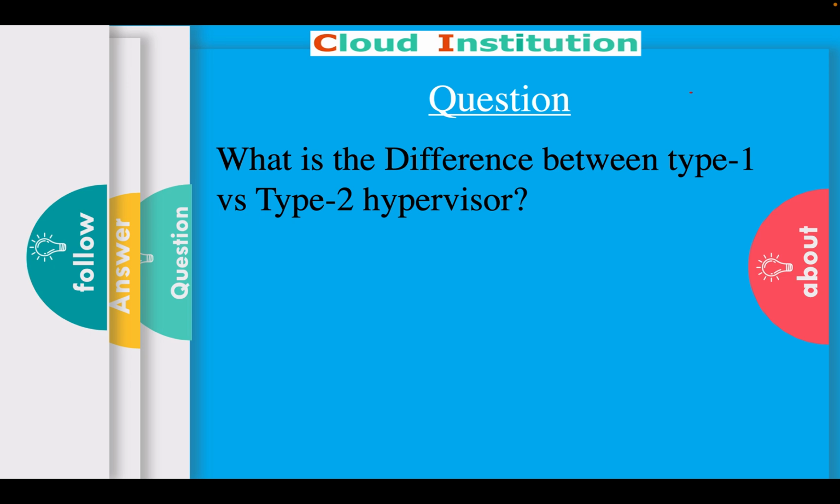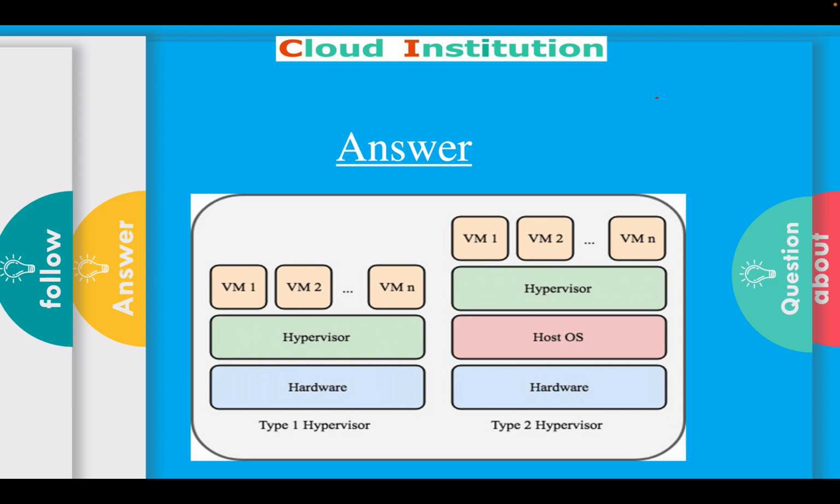So now we are going to see the answer. The answer is going to be like this. Okay, so if it's a type 1 hypervisor, you'll have the hardware, and then the hypervisor will be installed on top of the hardware directly, and then the VMs on top of that. Okay, so the type 2 hypervisor is nothing but the hardware, and then host OS, and then the hypervisor, and then VM1, VM2, and VM3.